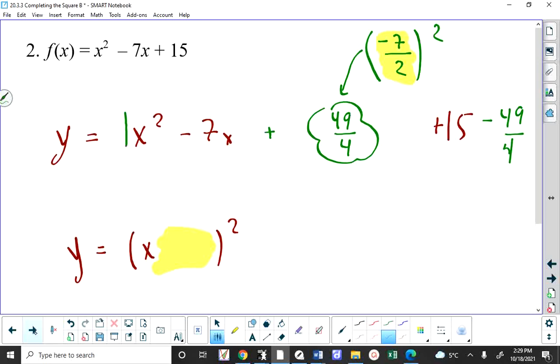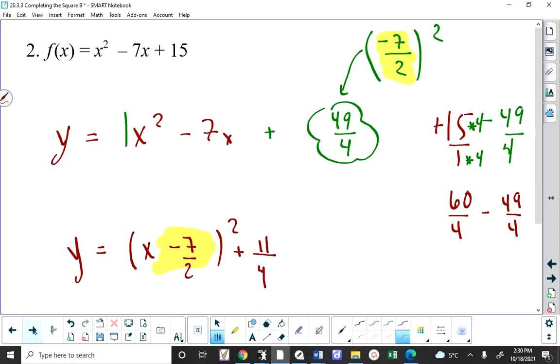So now we're just about done. This becomes x minus 7 halves, quantity squared, and I need to figure out what this is. So the common denominator would be 4. In order to go from 1 to 4, I have to multiply by 4, so I have to multiply the top and the bottom by 4. And last I checked, that's 60. 4 times 15. So I have 60 quarters minus 49 quarters. 60 cats minus 49 cats is 11 cats, so it's 11 quarters. And we're done.